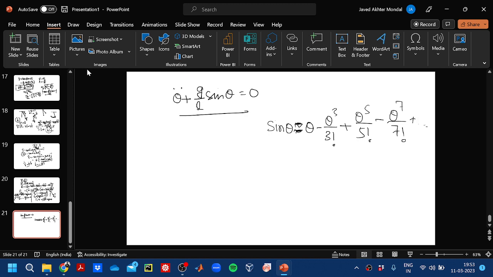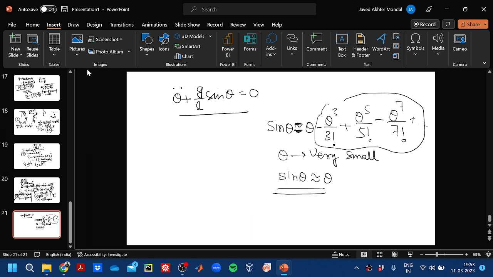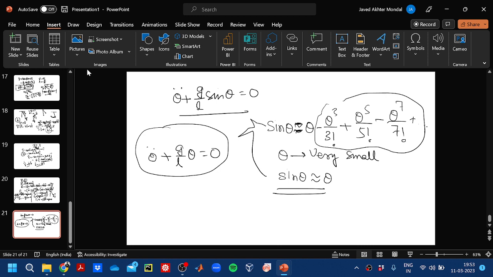Now for very small values of theta, we can neglect all these higher order terms, and we can approximately write sine theta as theta. If we plug this into the equation, we get theta double dot plus g by L theta. This looks like our simple harmonic oscillatory motion, x double dot plus omega square x. So this is exactly similar to our equation.